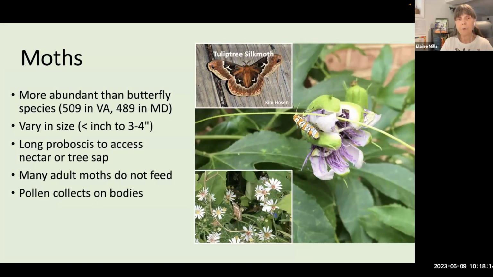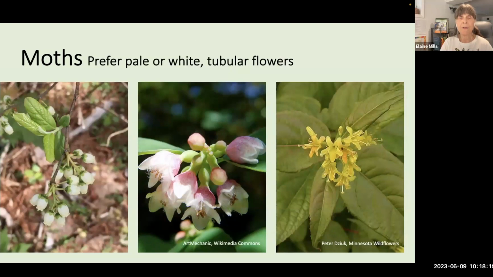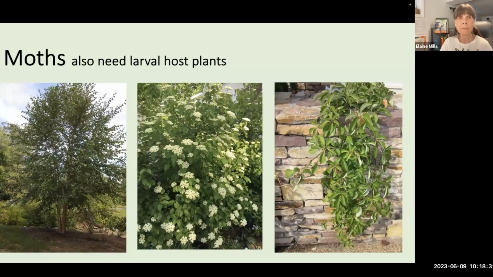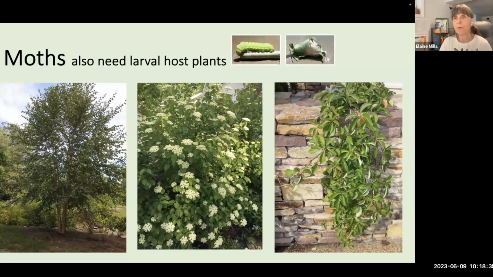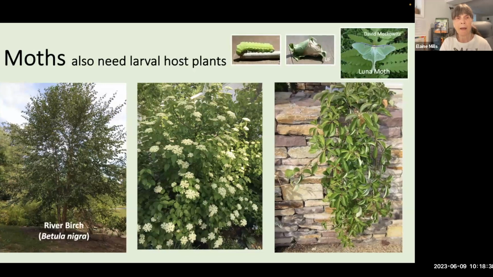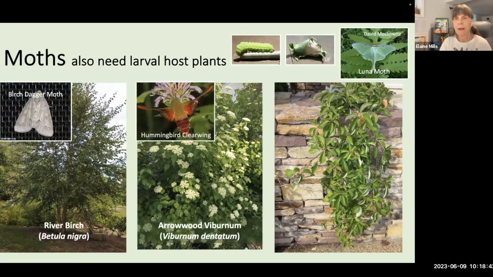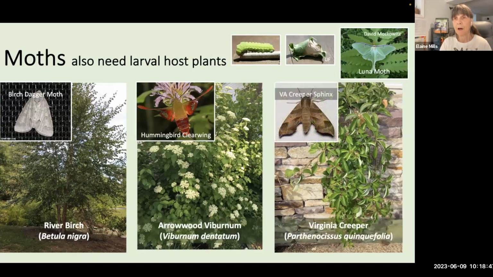Pollen may collect on the bodies of moths as they're visiting flowers. And they tend to prefer pale or white tubular flowers. Examples are high-bush blueberry, snowberry, and the native bush honeysuckle. Moths also need larval host plants as they go through their various stages of development. They can make use of trees, native shrubs, as well as a third category of woody plants, the vines.